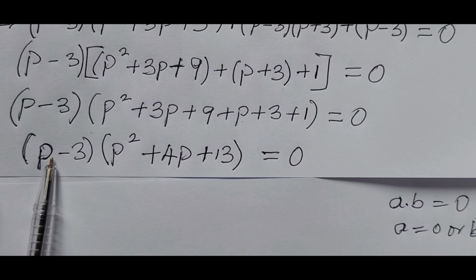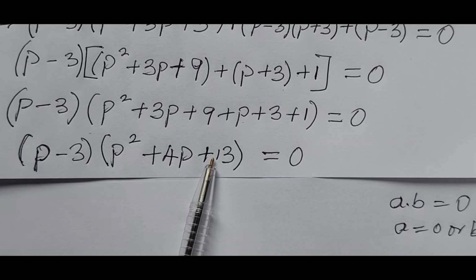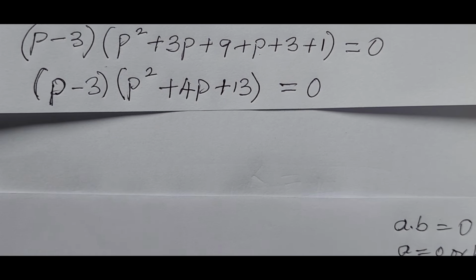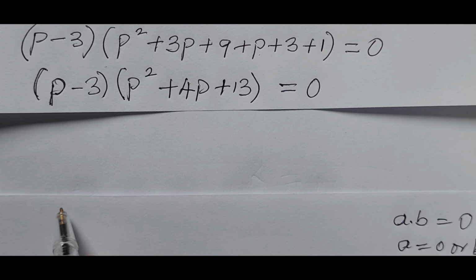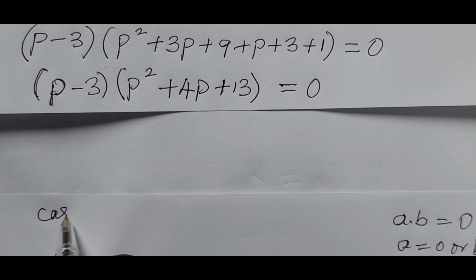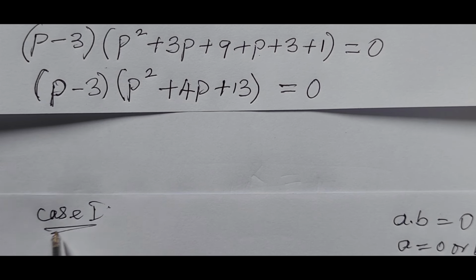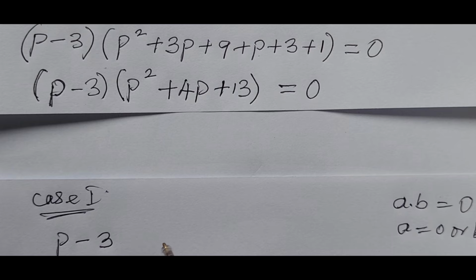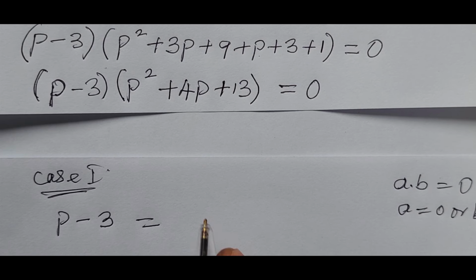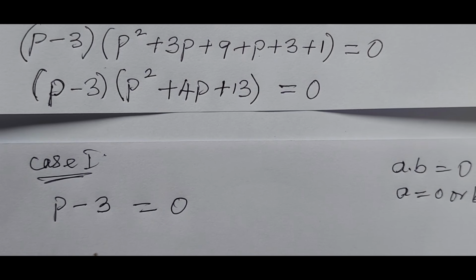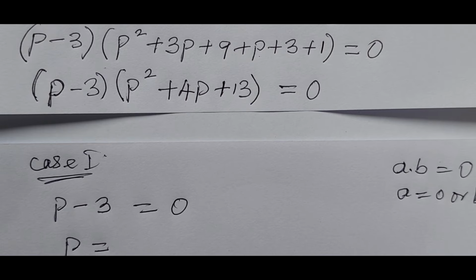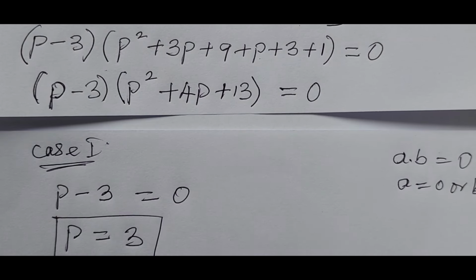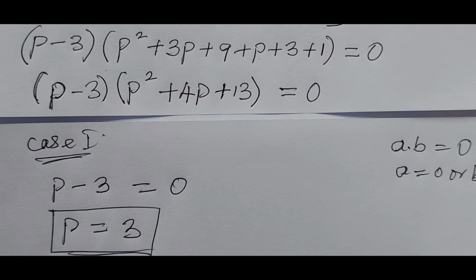Which is this, the first one, this is the second one. So let's take the first case scenario from this system here. The first one is going to give us case 1. In our case 1, we're going to have p minus 3 is equal to 0. Move this to this side, so we're going to have p is equal to positive 3. So we have p to be positive 3.